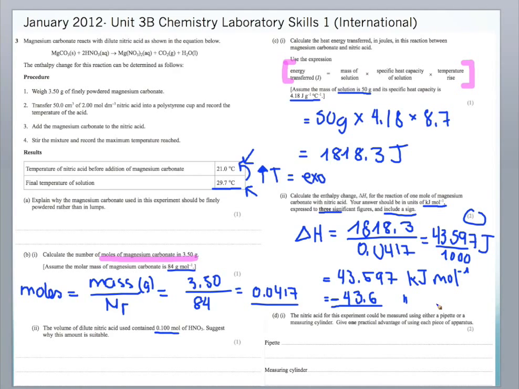Let's look at the final question. The next question says the nitric acid for this experiment could be measured using either a pipette or a measuring cylinder. Give one practical advantage of using each piece of apparatus.